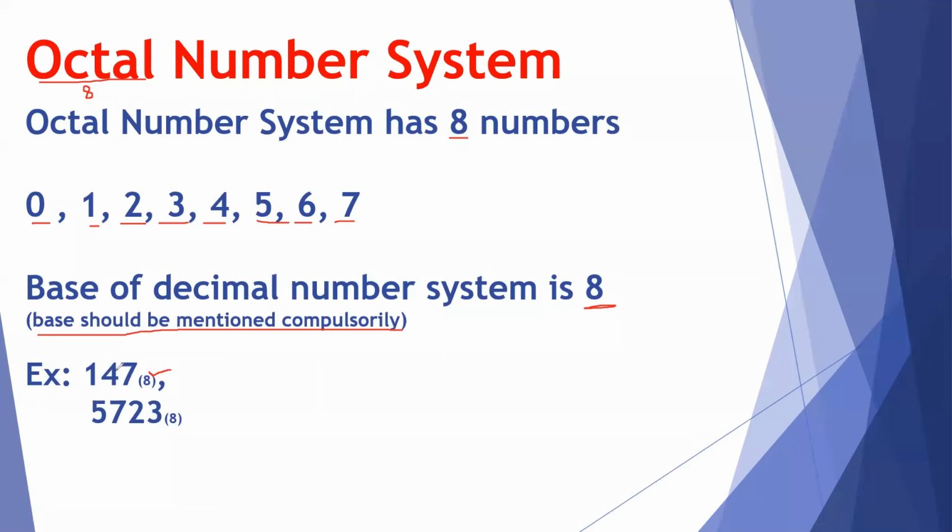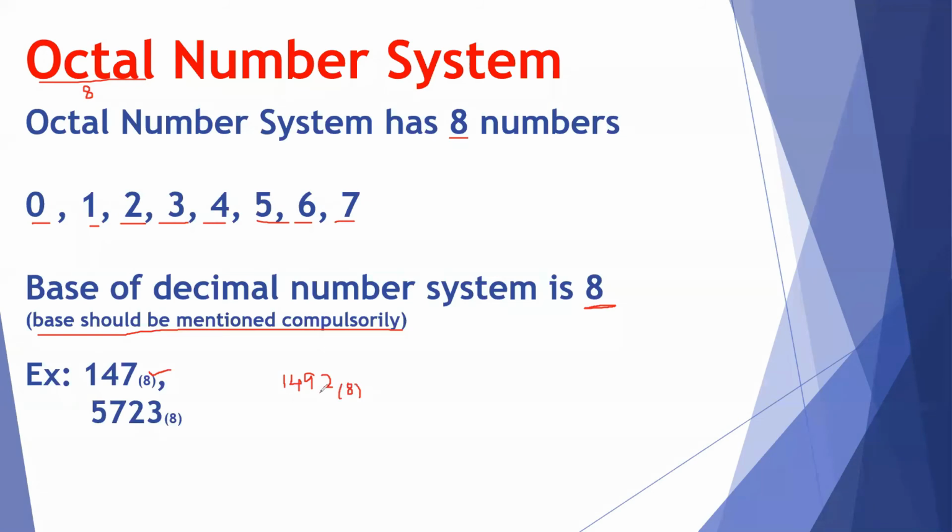So 1 exists, 4 exists, and 7 exists in this number. Whereas 5, 7, 2, 3 also exist in this number. Now one more example where it is not an octal number: 1, 4, 9, 2, base 8. If I'm mentioning like this, don't just look at the base and say it is an octal number.